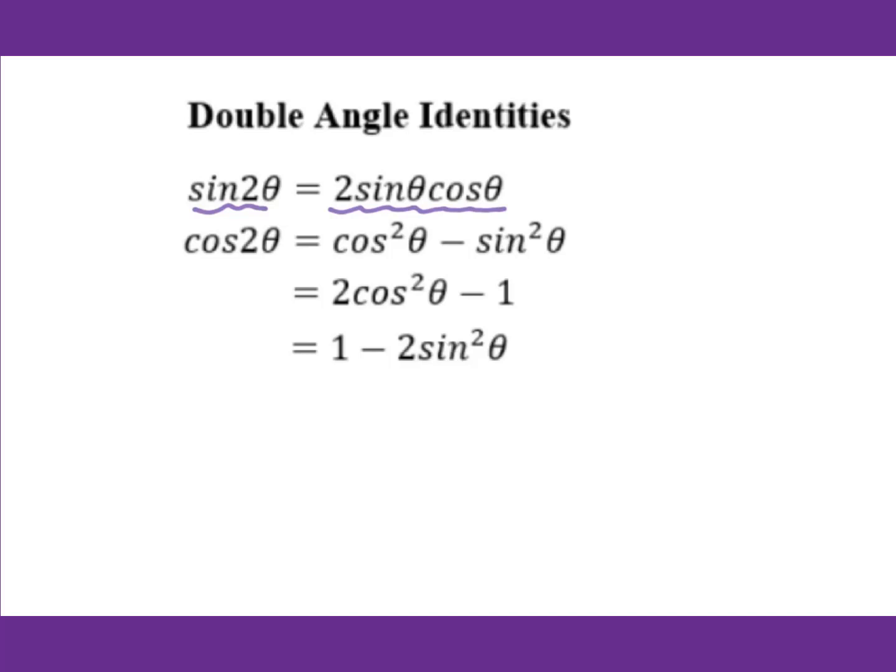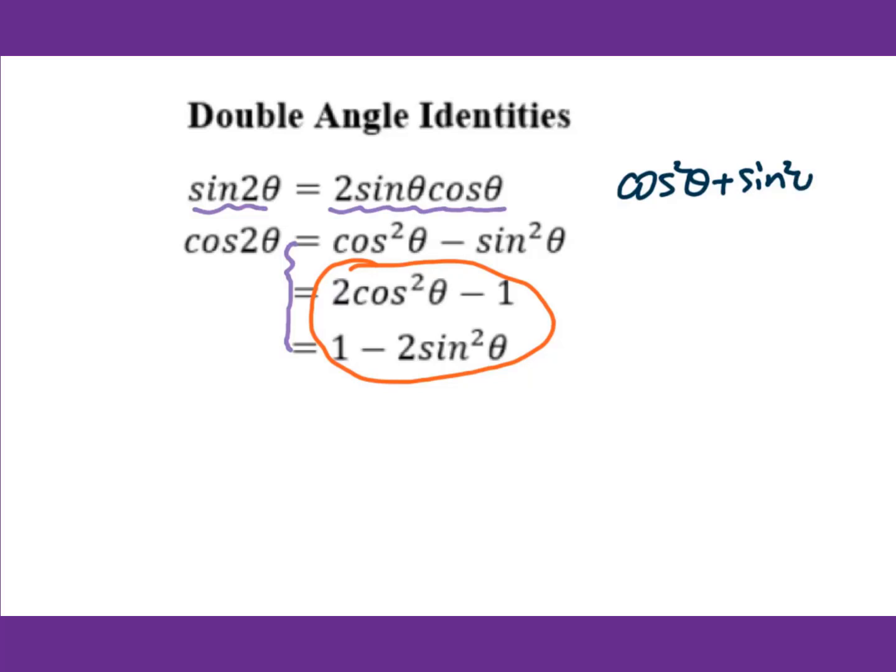For cosine 2 theta, you have 3 formulas. Which one do you have to use? Normally, for trig equations with a double angle, we use these two. So how do we remember these two? First of all, cosine squared theta plus sine squared theta is equal to 1. And cosine squared theta minus sine squared theta will be cosine 2 theta.